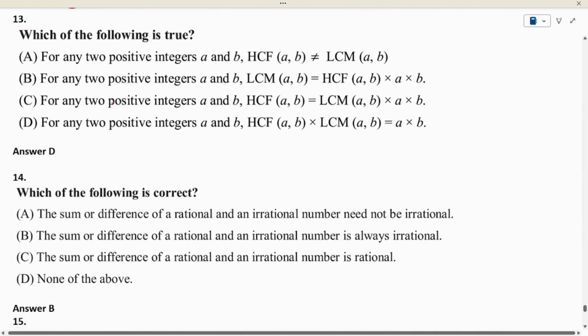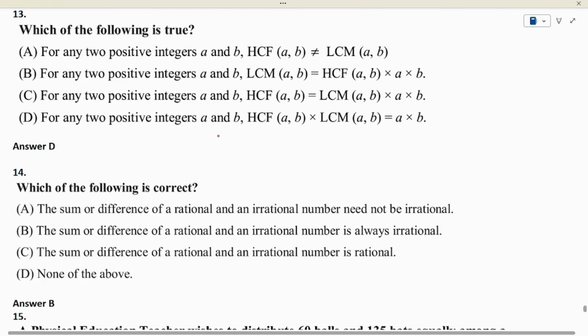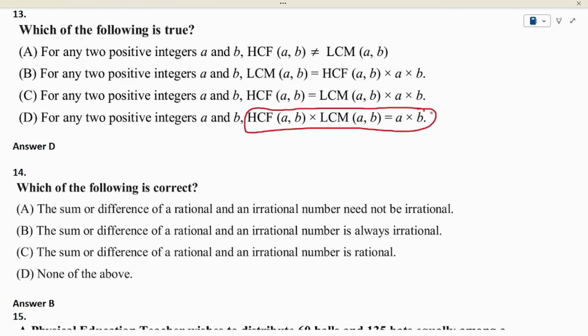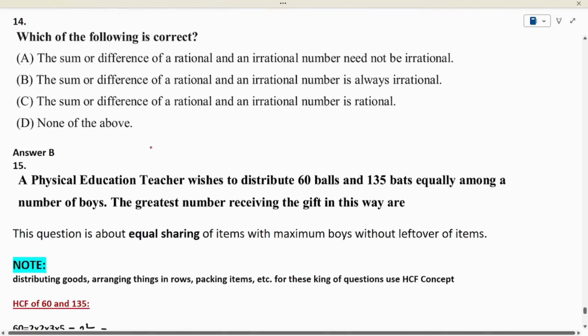Question number 13. Which of the following is true? In previous class, I have several times explained that for any two positive integers a and b, HCF of the two numbers into LCM of two numbers, it will become the product of two numbers. So product of two numbers equal to HCF of that numbers into LCM of that numbers. So this is only the right option. Question number 14.